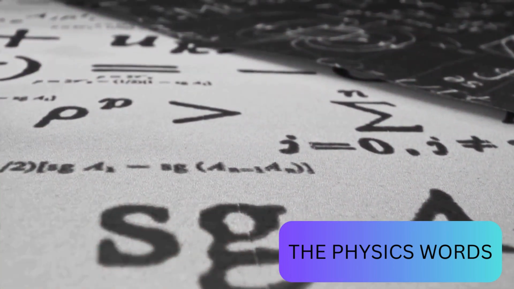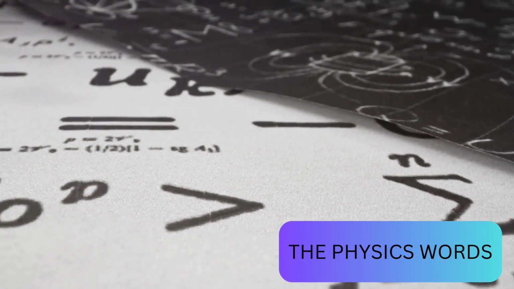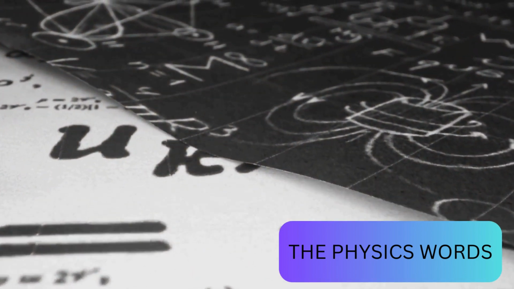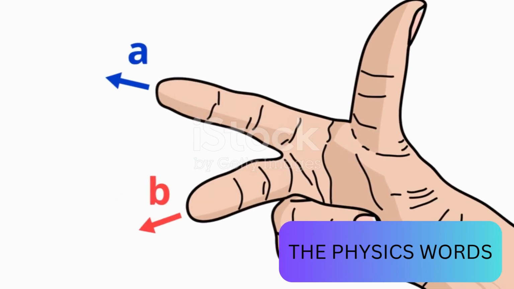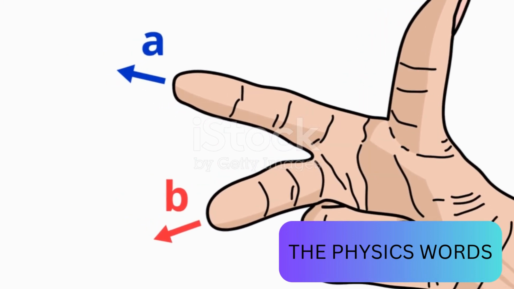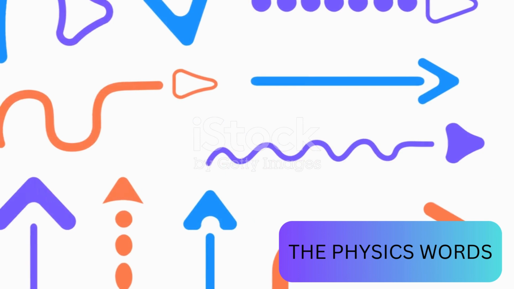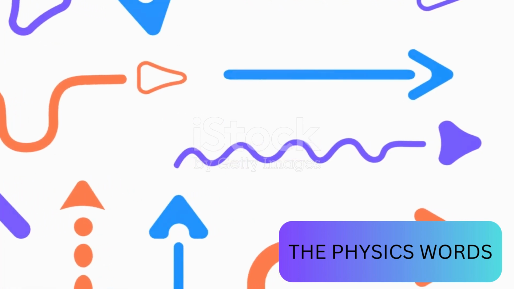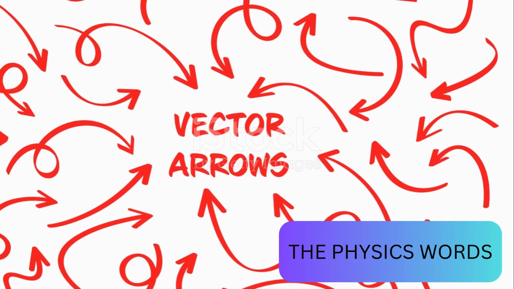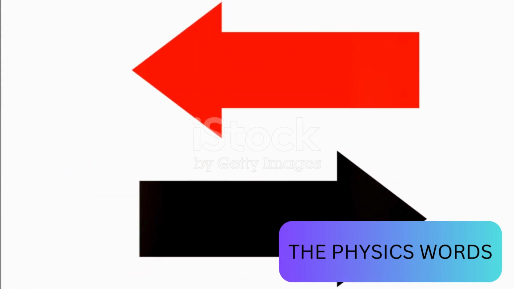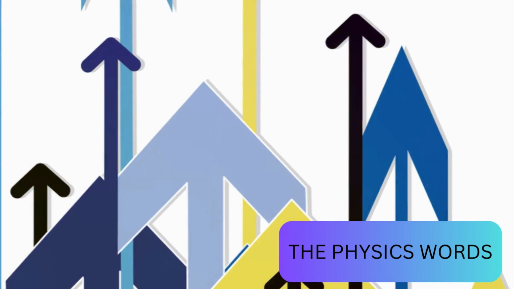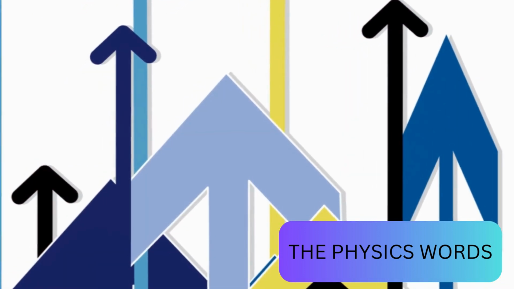A scalar, however, is a quantity that has only magnitude, no direction. Scalars are usually represented by numbers. There are several operations that can be performed on vectors. For instance, vector addition is the process of adding two or more vectors together. The result is a new vector with a magnitude and direction that is the sum of the magnitudes and directions of the original vectors.